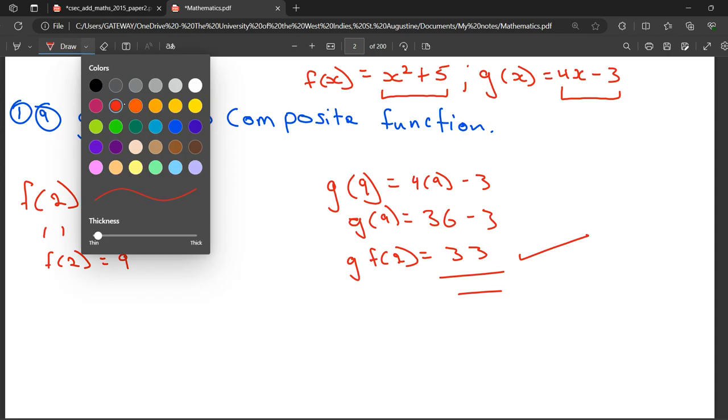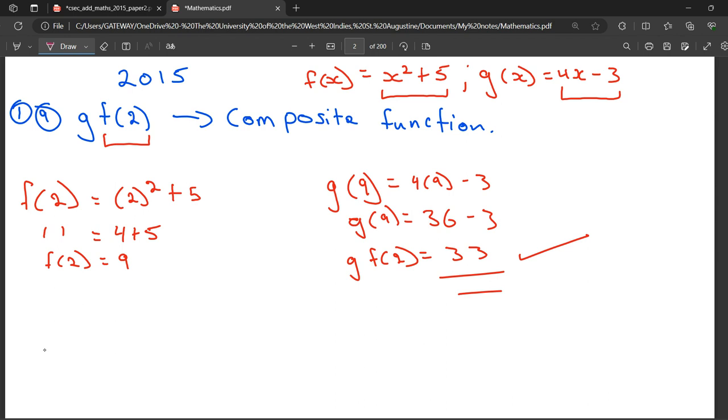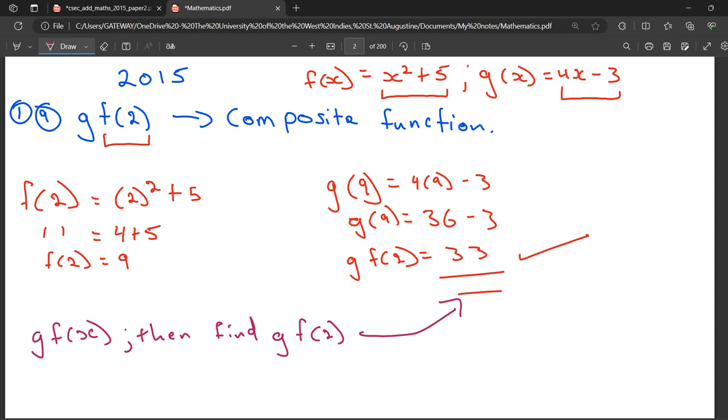That is one way of doing it. Another way you could have done this is to find g f of x, then find g f of 2, and you should get the same thing, 33. Whichever method is easier for you.